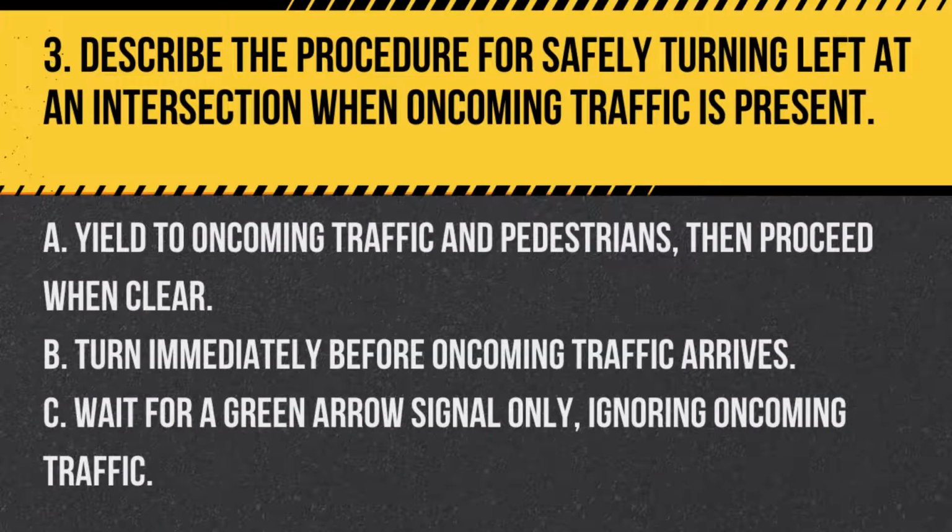Question 3. Describe the procedure for safely turning left at an intersection when oncoming traffic is present. A. Yield to oncoming traffic and pedestrians, then proceed when clear. B. Turn immediately before oncoming traffic arrives. C. Wait for a green arrow signal only, ignoring oncoming traffic.